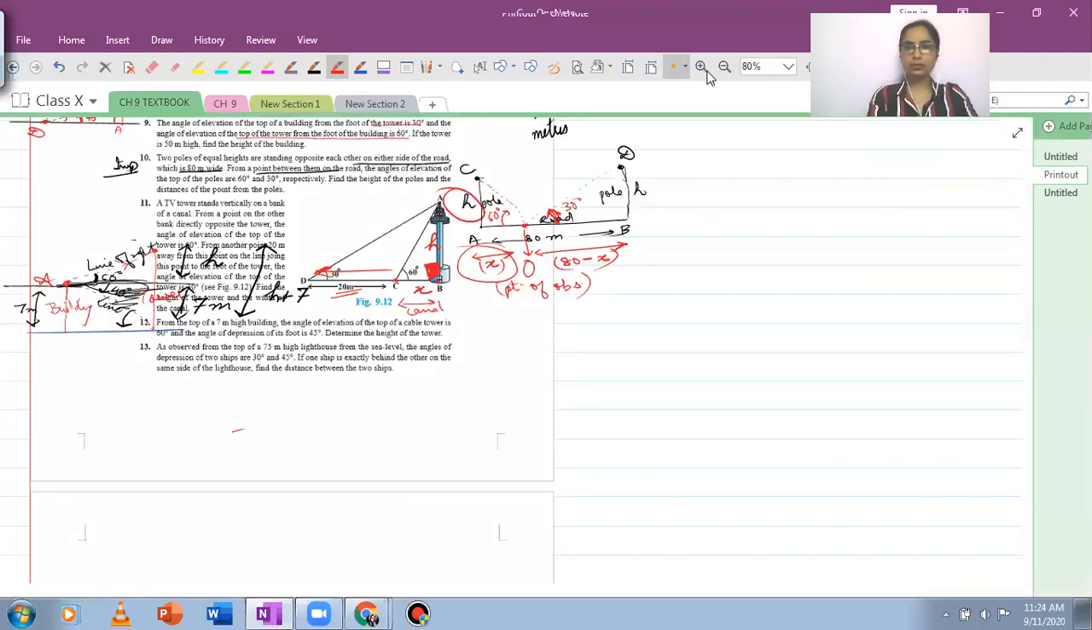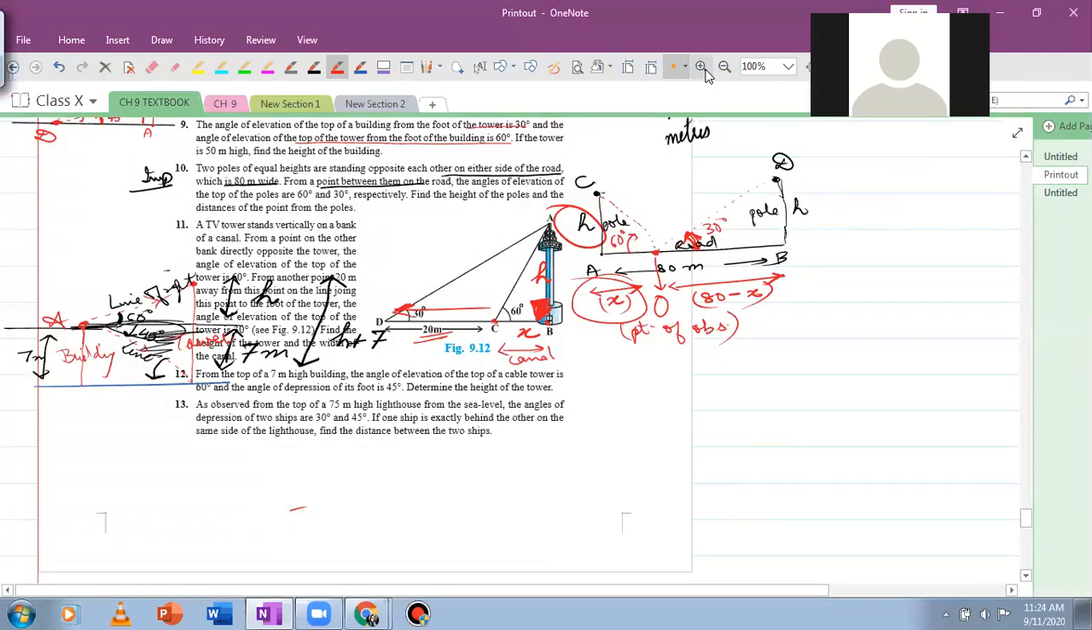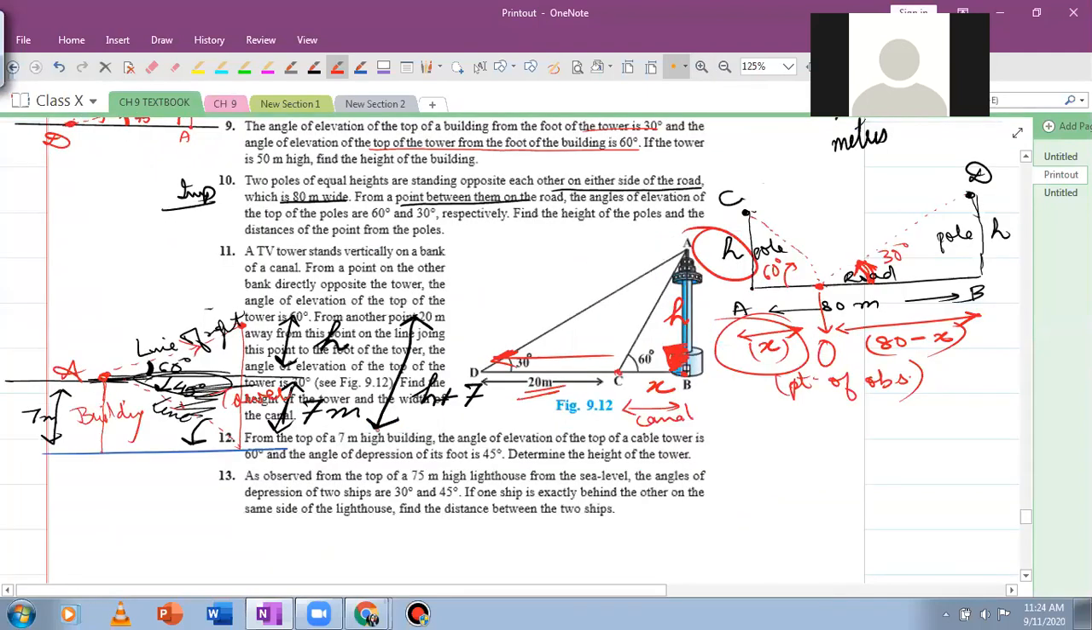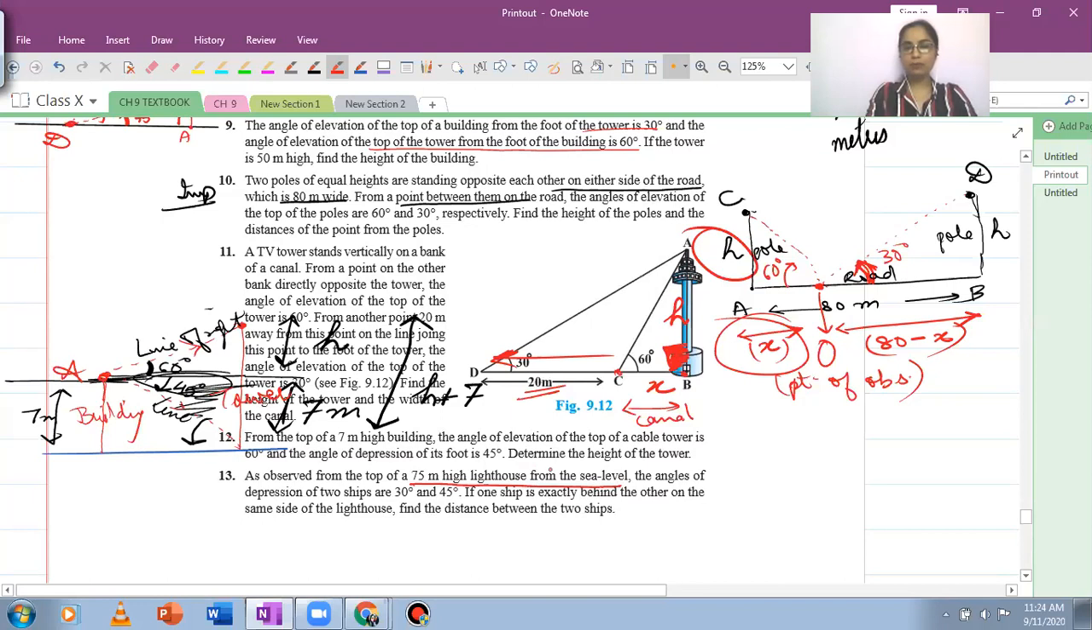Okay. Question number 13. As observed from the top of a 75 meters high lighthouse from the sea level, the height of the lighthouse is given from sea level. So I hope everyone knows what sea level is and what a lighthouse is. So sea level actually is the surface of the sea, which you can see.